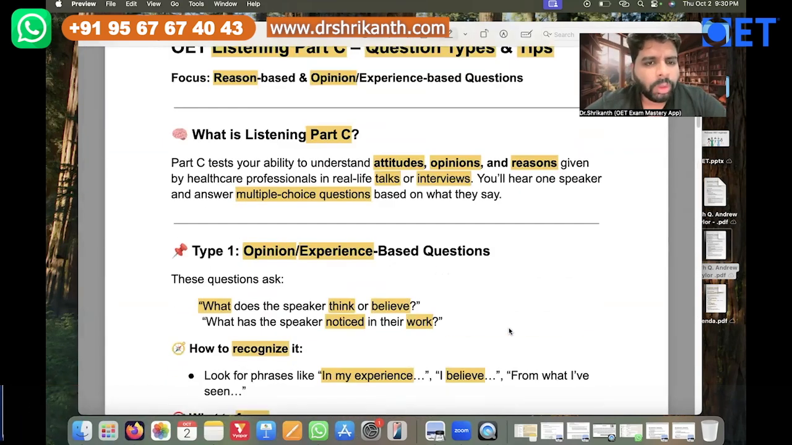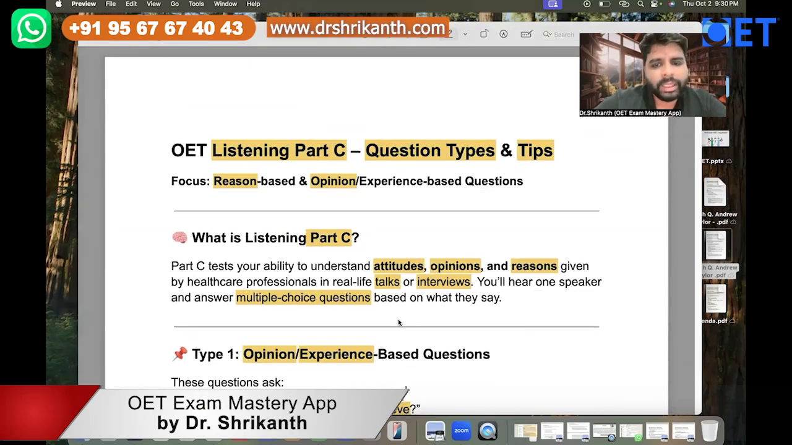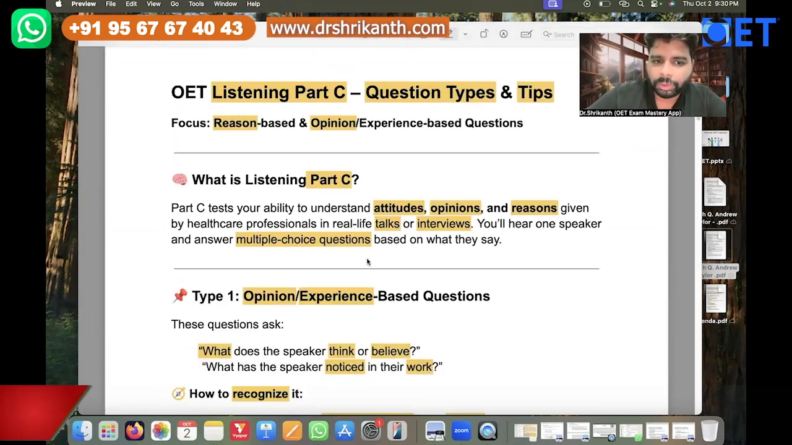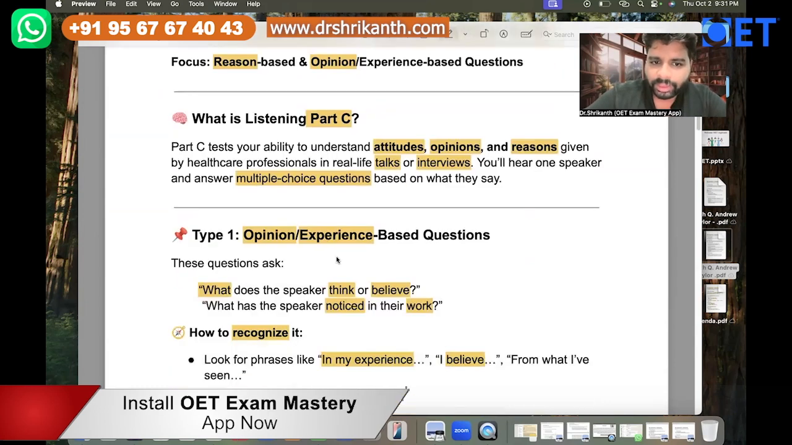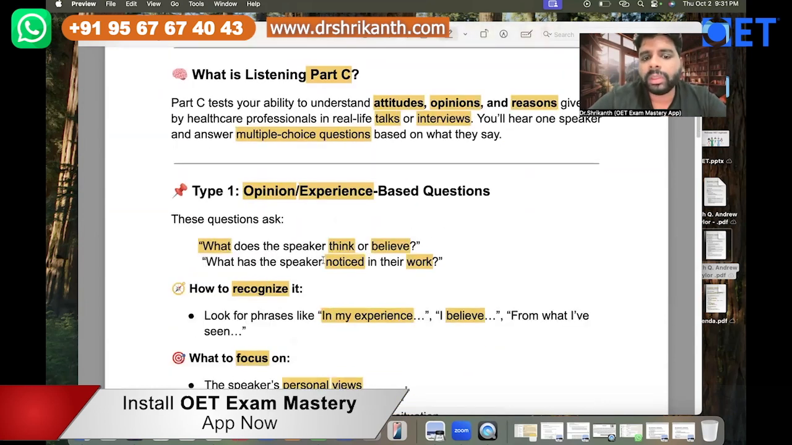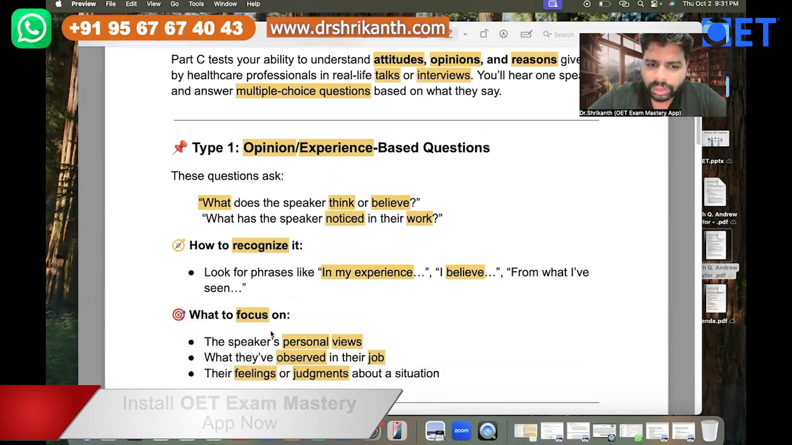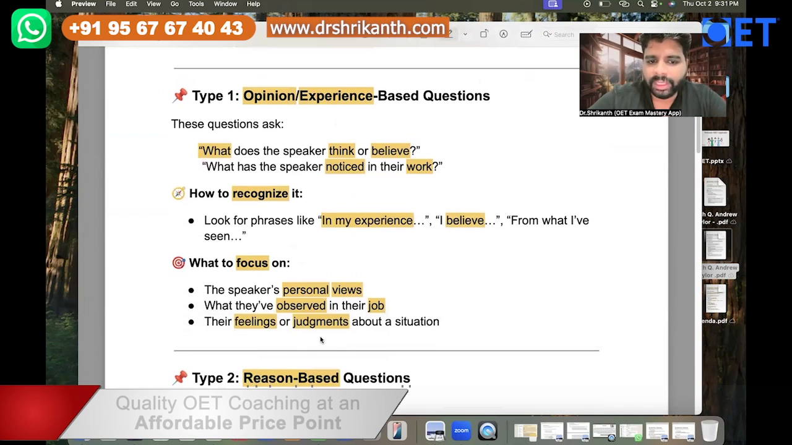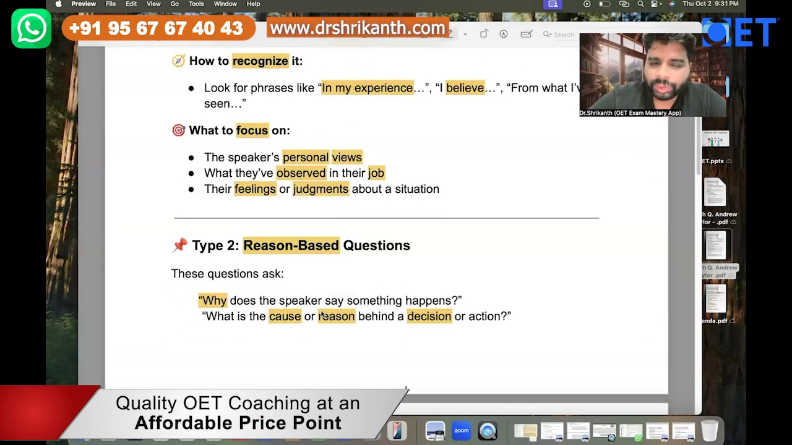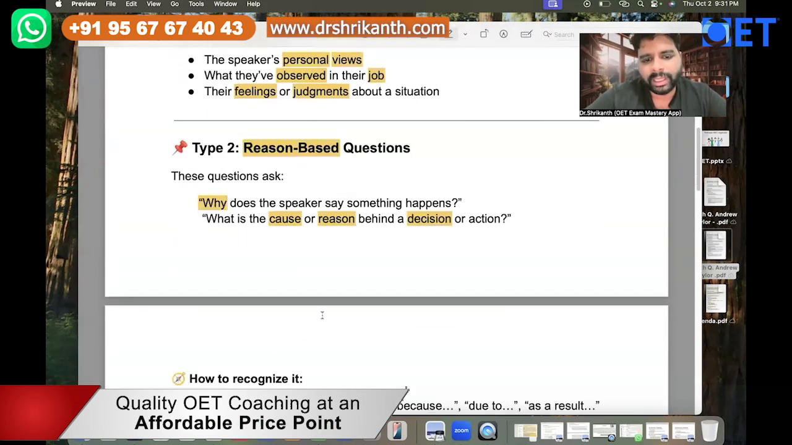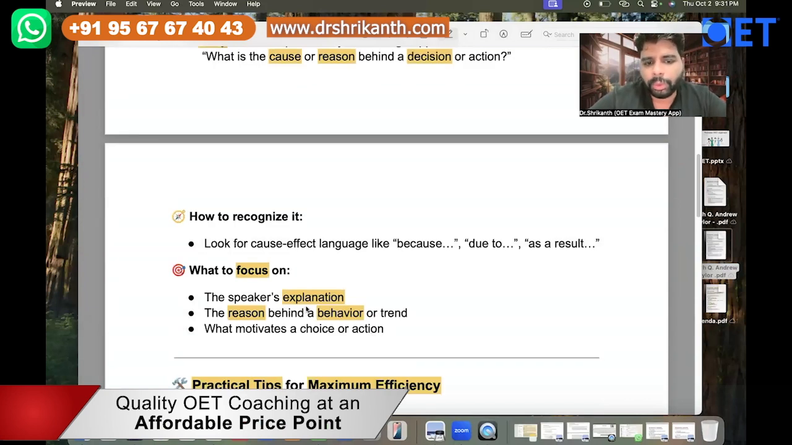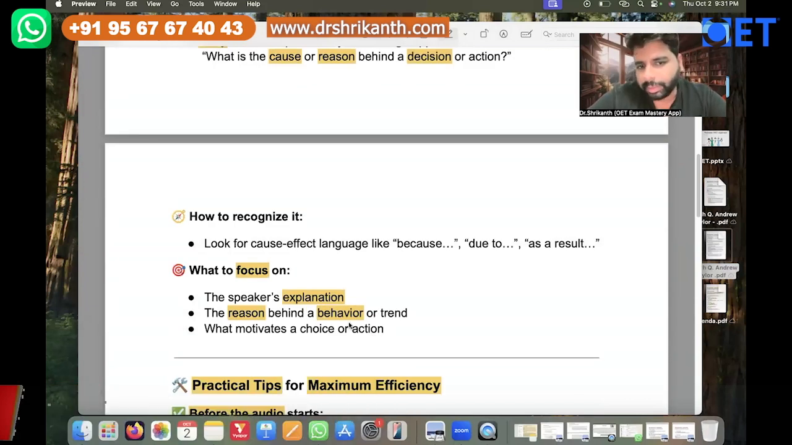So a small recap. In listening part C, you will be asked to find out attitudes, feelings, opinions, belief systems, and reasons, that is, purpose. Everything will be multiple choice questions. There will be opinion-based questions. Here you have to identify the belief system or what the speaker is thinking, and focus on personal views, feelings, judgments. Then we have reason-type questions. You have to focus on why the speaker is saying something, and give more importance to explanation, reasons, behavior, and all that.